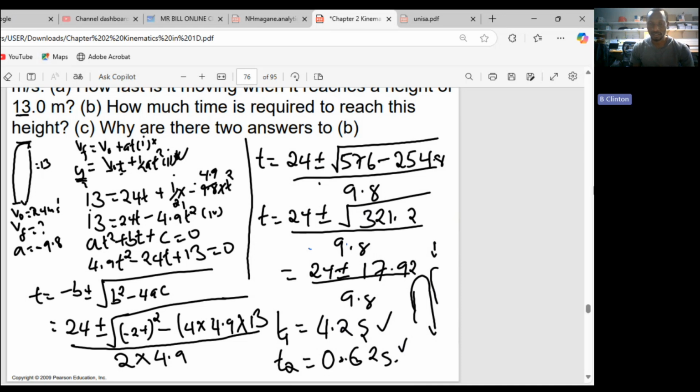The question part C says, why are there two answers for t? And we have seen the 2 answers. There's this one and there's this one. There are 2 answers because when the ball is moving upward, it reaches a point where it passes the maximum height 13, and when it passes that height, its speed is being decreased by g, while when the ball is moving down, its speed is being increased by g. So that's the reason why we are having 2 answers.